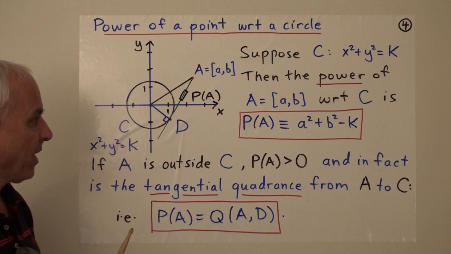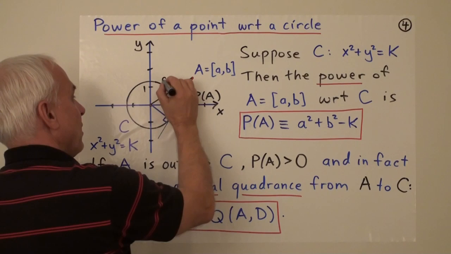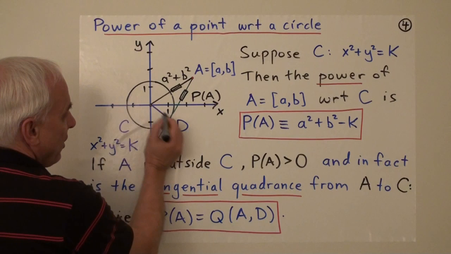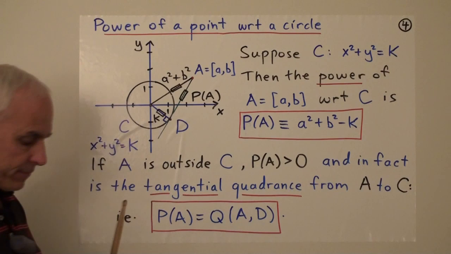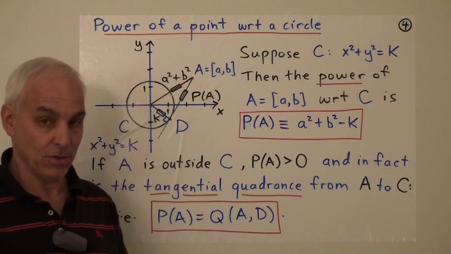So we could identify this quadrance here. That's a squared plus b squared. And this quadrance from here to here is the number k. What we've drawn here is a tangent from this point A to the circle. Of course, we can only do that if the point A is outside the circle. So let's suppose, for the sake of argument, that it is.